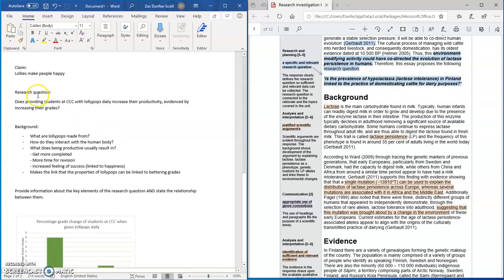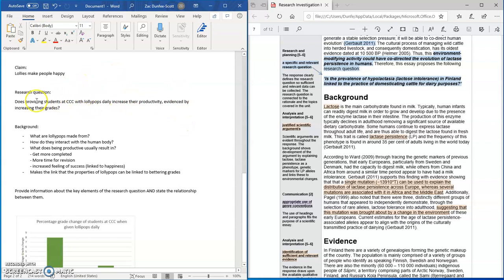The claim that we had there, the example, was lollies make people happy. And the research question that we turned from that was, does providing students at Chisholm College with lollipops daily increase their productivity, evidenced in increasing their grades? You might remember that from when I talked about how to build the research question. Again, writing the background information for this research question is going to be about breaking down all the key elements of this research question.